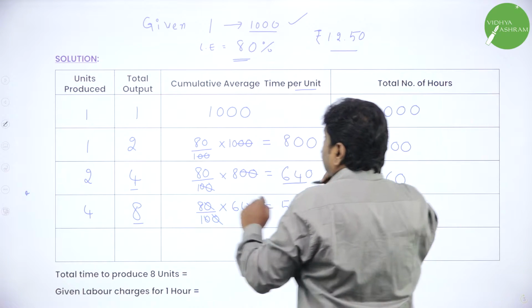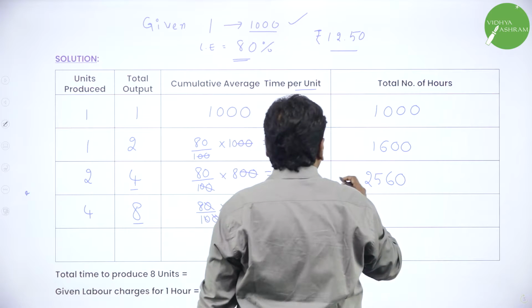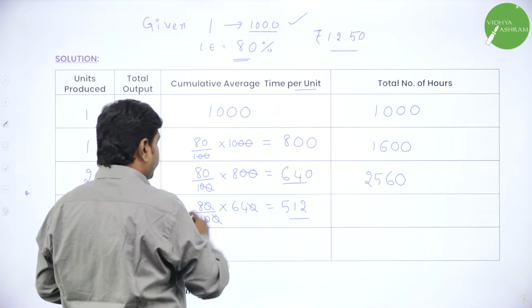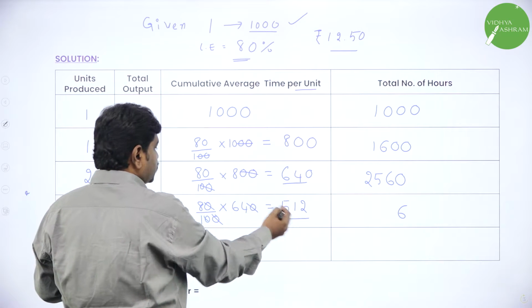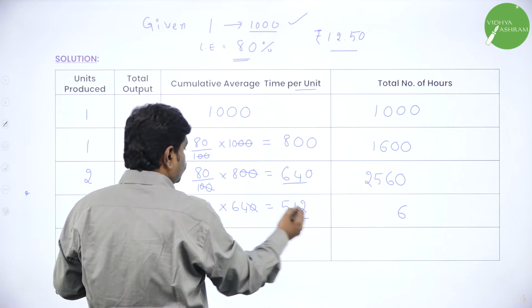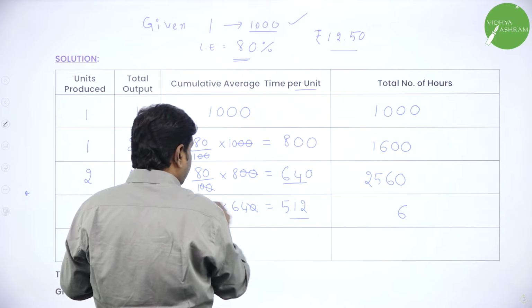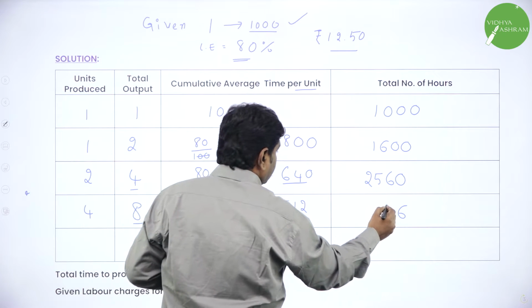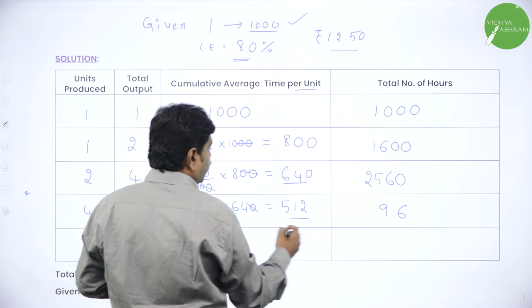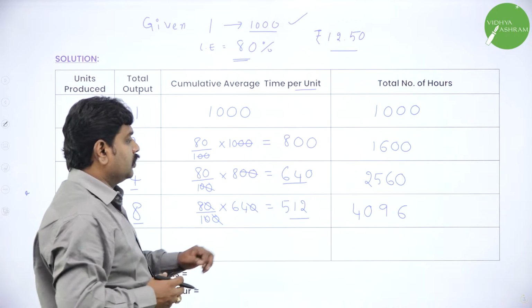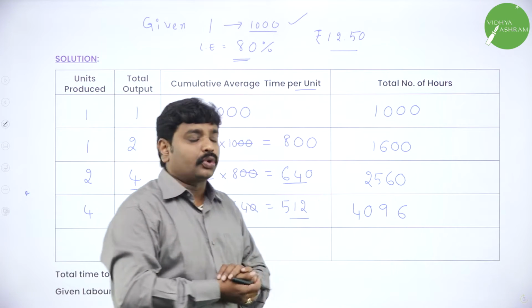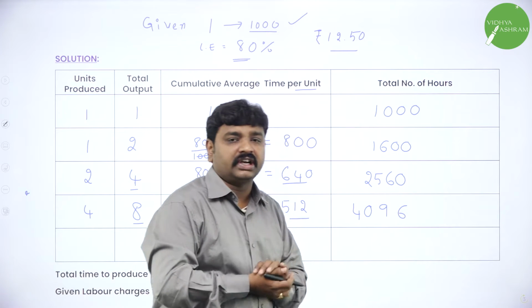The column output into time per unit. Output is what? 8 into 512: 8 2s are 16 and 8 1s are 8, 8 2s are 16, 8 1s are 8, 8 plus 1 is 9, then 8 5s are 40. Now you have 4096 hours. To produce 8 units, you are taking just 4096 hours.